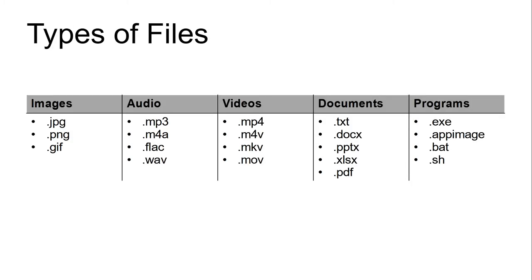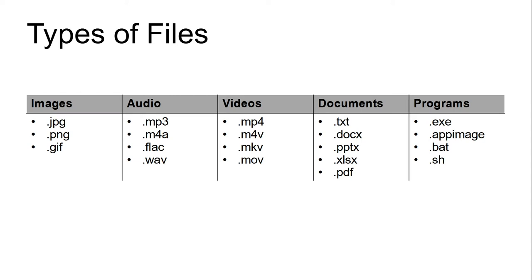All right, so here are different types of files that you might see on your computer and the actual file types that are associated with those types of data. So images, you have JPEGs, PNGs, and GIFs or GIFs. Some people say GIF, some people say GIF. They're referring to this .gif thing right here. So these are all image file types.